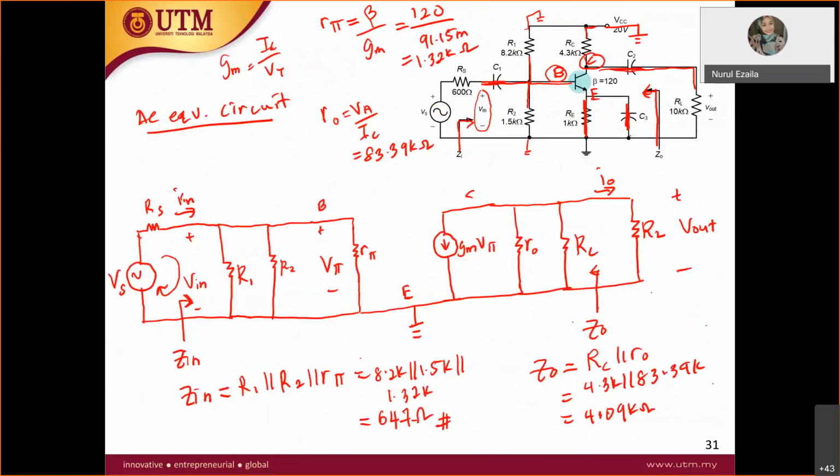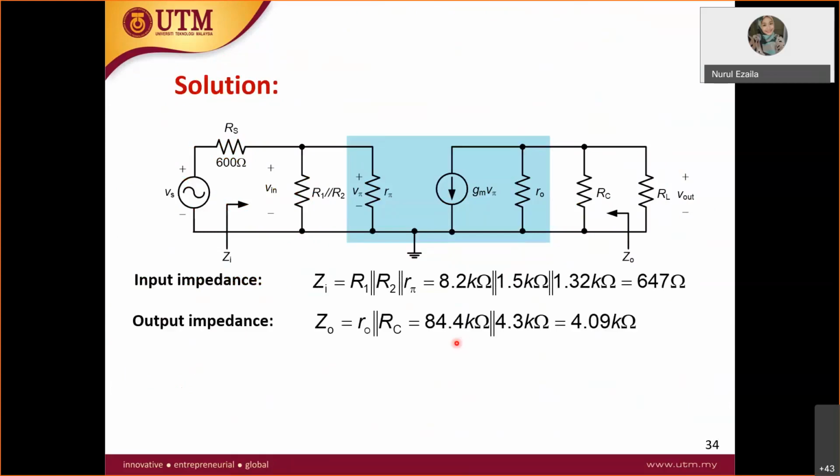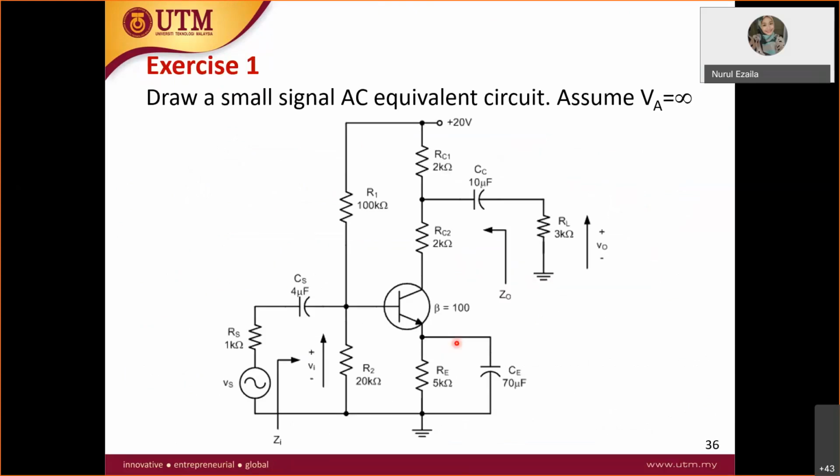So today, just the example. Okay, let's begin. Let's begin by drawing the small signal AC equivalent circuit. Assume you have submitted this to the Padlet.